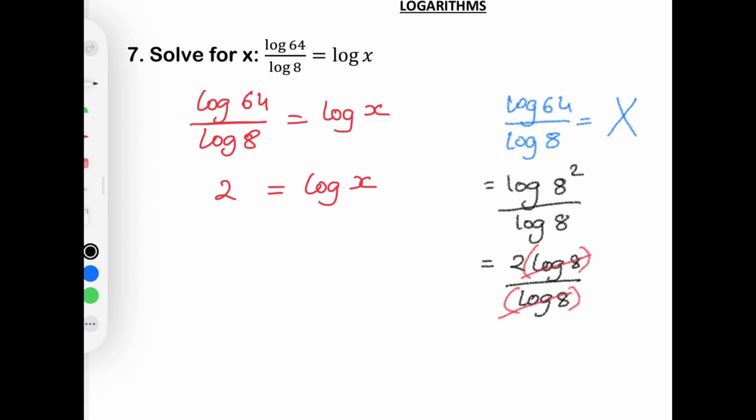Again, the base of logarithm in this question is 10, and converting this into the indices form, we get x equals to 10 raised to 2. So the final answer here is x equals to 100.